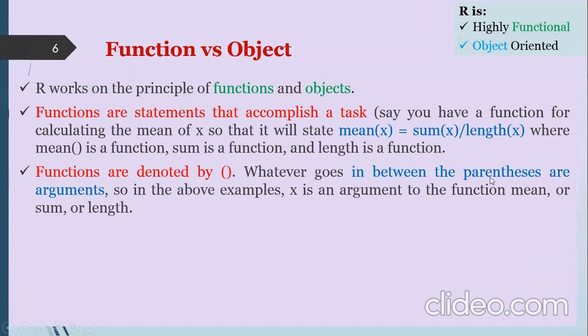Whatever goes in between the parentheses are arguments. So x is an argument; all those things that go in the parentheses are arguments. In the above example, x is an argument to the function mean, and x is an argument to the function sum or length. So x is an argument to the function sum, and here x is an argument to the function length. This is how we define a function.